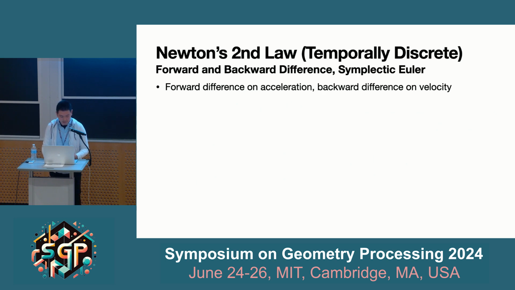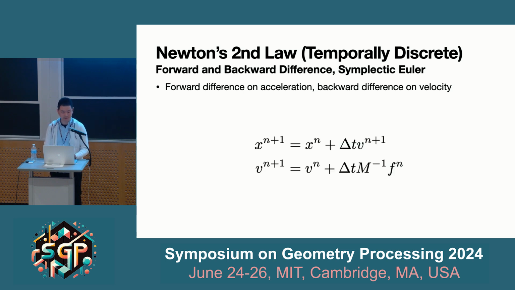Alternatively, we could also consider using backward difference instead of forward difference. If we use backward difference on velocity and forward difference on acceleration, we will get a slightly different form, where the velocity used to calculate the new position is the new velocity. But now we can still just first update the velocity and then update the position, which is also very efficient.